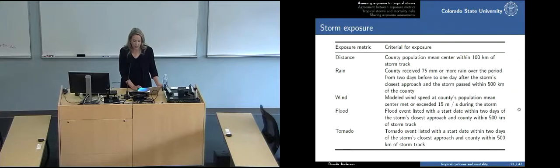And then for floods and tornadoes, as I mentioned, there's either an event listed or there's not an event, so it's already naturally binary. And again we made the criterion that it had to have happened within 500 kilometers of the storm track. We figured things outside of that probably were not linked, and that's a pretty liberal range.